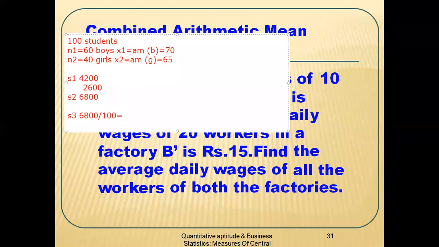The number is 6,800 divided by 100. That is equal to 68. So 68 is the combined arithmetic mean. That means the overall average of 100 students is 68, the average marks. So this is how we calculate the combined arithmetic mean.